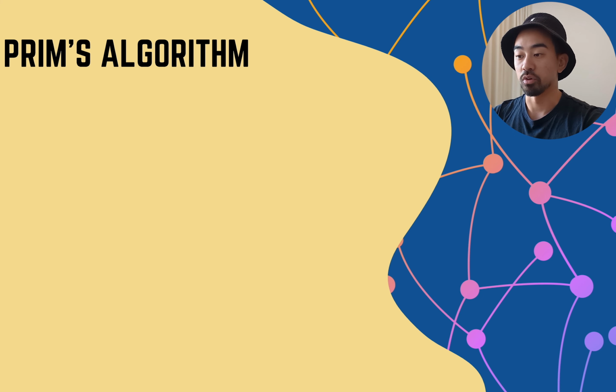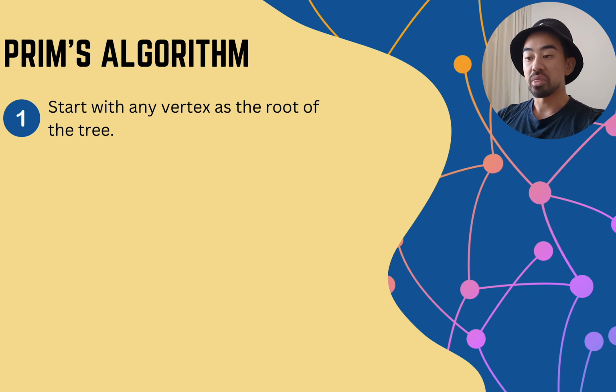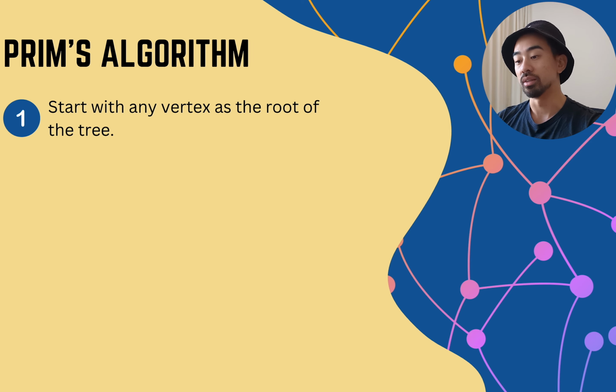Now how we're going to use an algorithm for Prim's is actually quite straightforward. Prim's algorithm is just one way, or a recipe, used to find a minimum spanning tree of a network. Alright, so here we go. Step 1, start with any vertex as the root of the tree. So here you get a bit of option. You can literally start at any vertex.